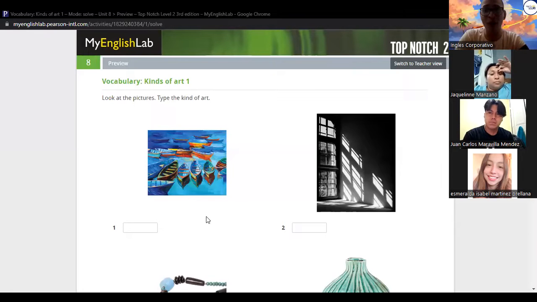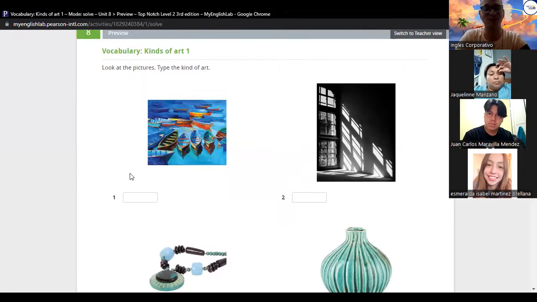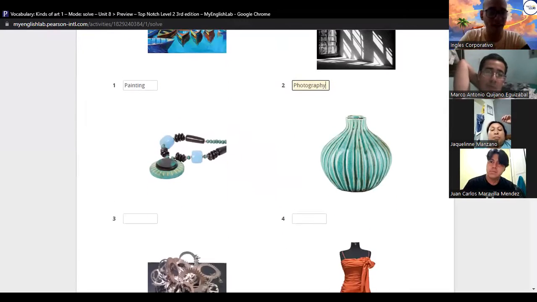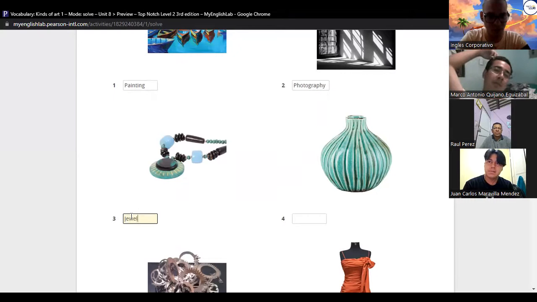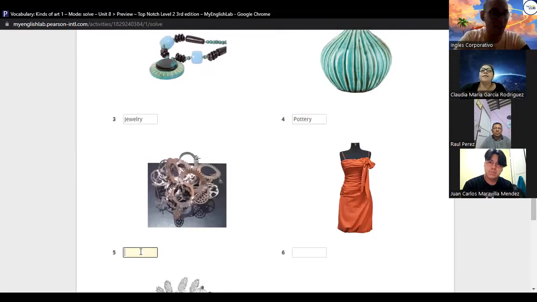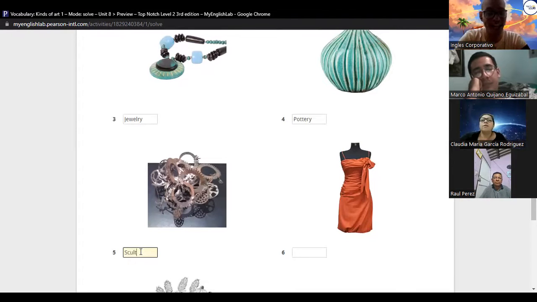So now let me ask you, what is the name of this kind of art? Painting. Yes, painting. Okay, number two, what is the name of the kind of art? Photography, that's correct. What about number three? Jewelry. Okay, number four. What is the name of the art? Pottery. Just remember Harry Potter. What about the next one? Number five? Sculpture. That's correct.